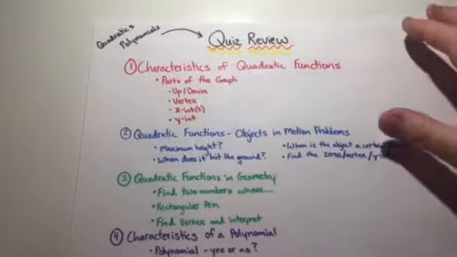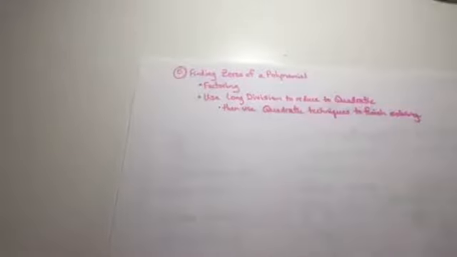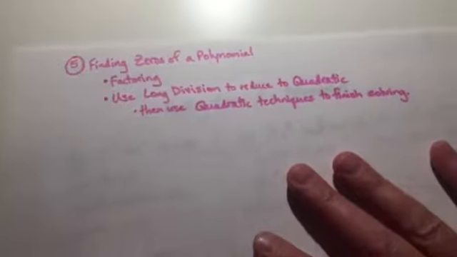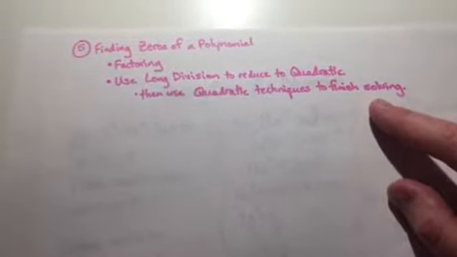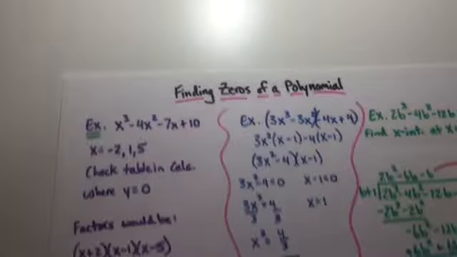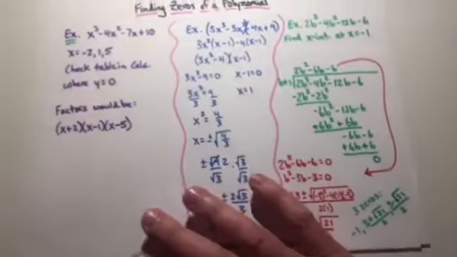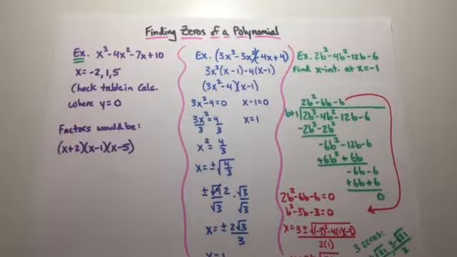Alright, so this is the last part of the quiz review. This part is section 5, where we're finding zeros of a polynomial either by factoring, or we can use long division to help reduce the polynomial to something quadratic. So I have 3 examples, and let's just talk about the basics of each of these 3 types of polynomials.